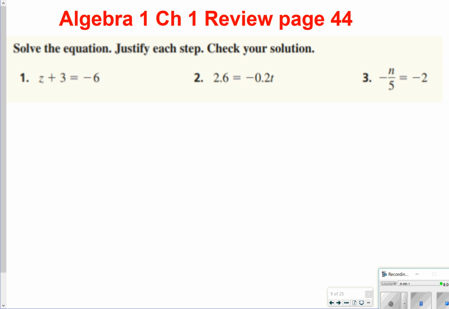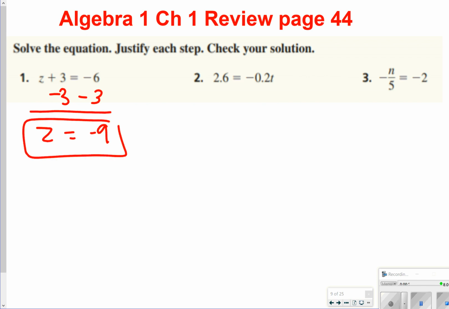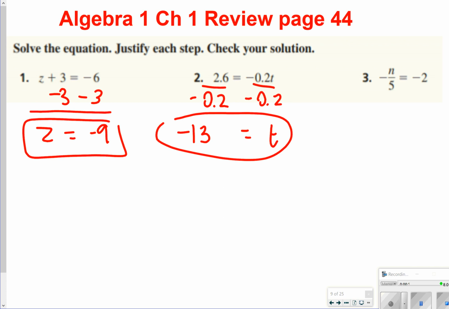So for number 1, to solve the equation, you had to subtract 3 from both sides, so that z is equal to negative 9. For number 2, you had to divide by 0.2 on both sides, so that t is equal to negative 13. And then for number 3, you had to multiply by negative 5 on both sides, so that n is equal to 10. Okay, those are pretty quick and easy.